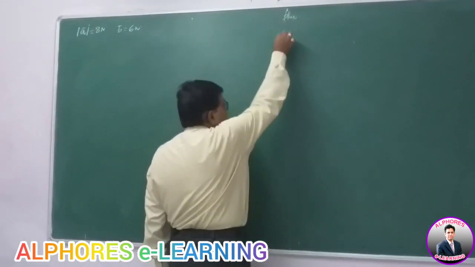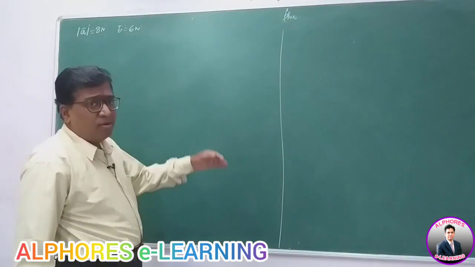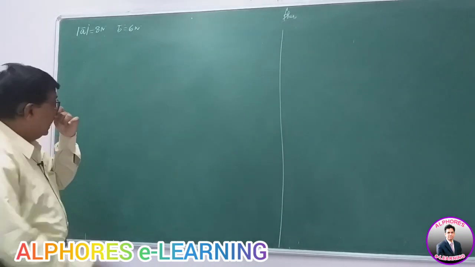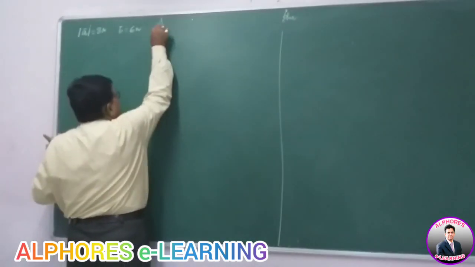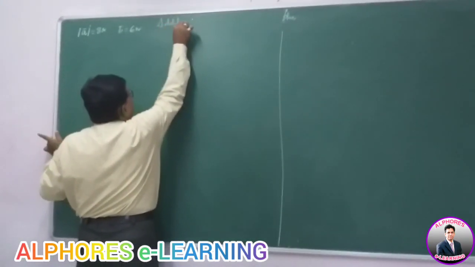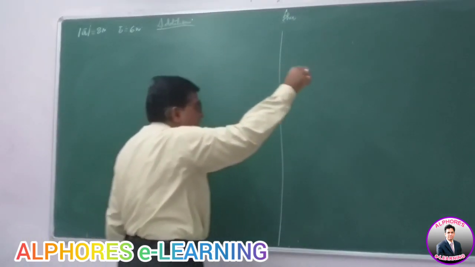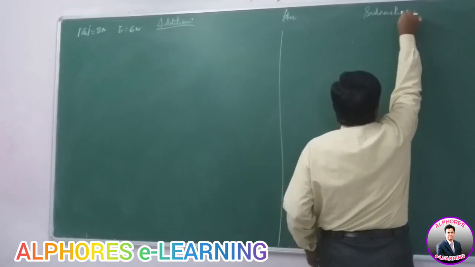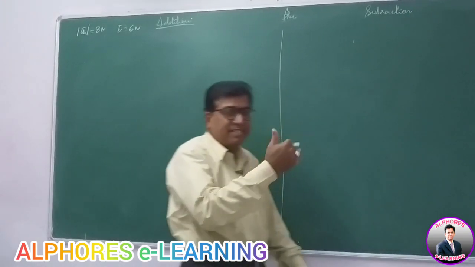Let us understand how the variation takes place for addition and subtraction resultants. So on the left hand side I am taking the addition resultant of two vectors, and here we are taking the subtraction resultant of two vectors. Here it is the subtraction resultant, and we shall analyze the magnitudes.